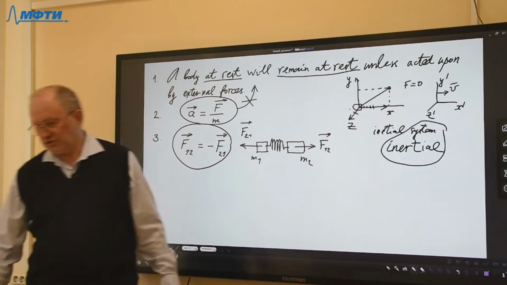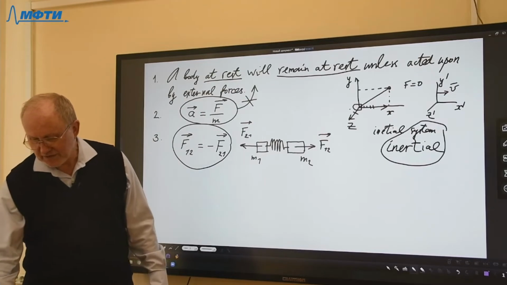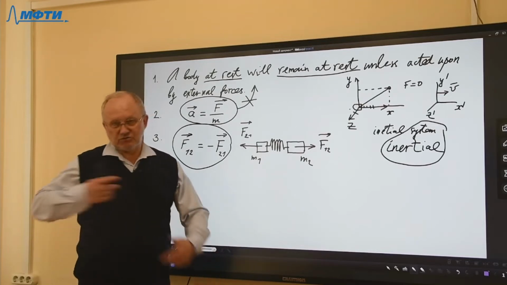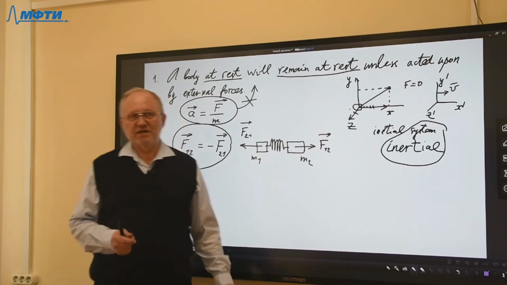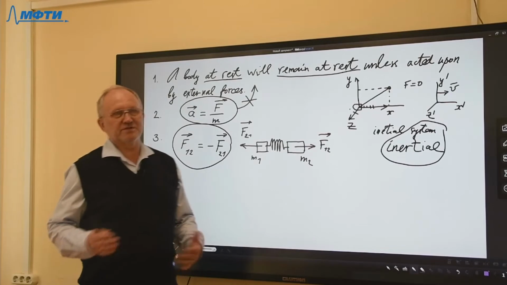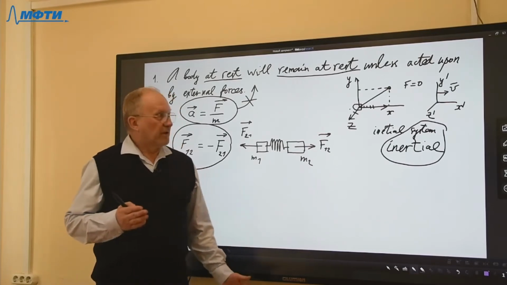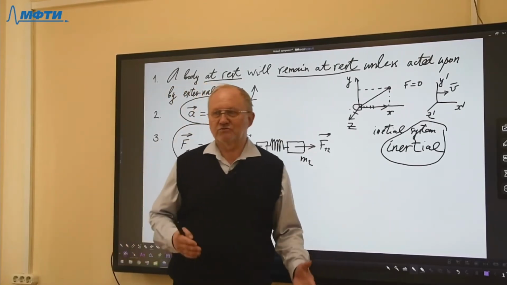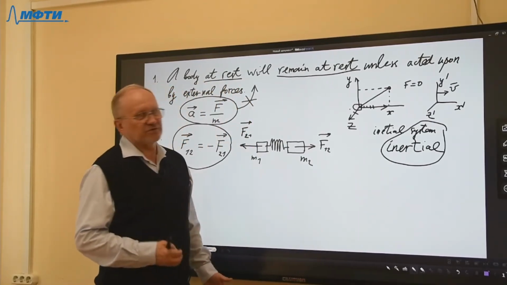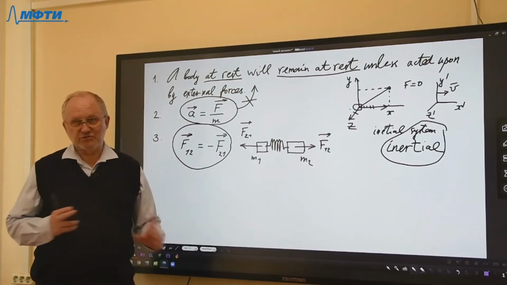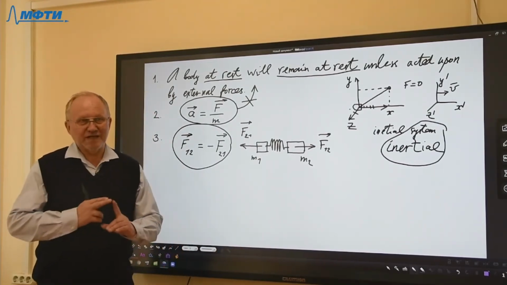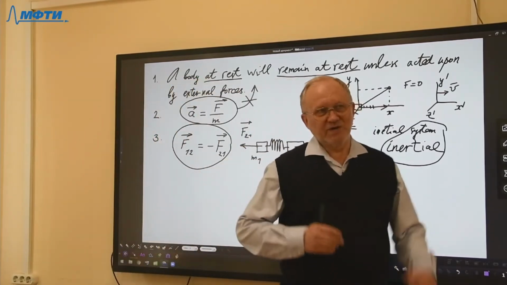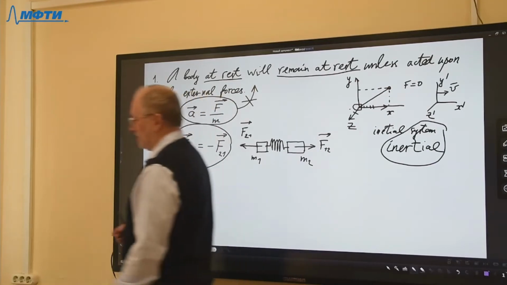The approximation is good. The error caused by non-inertial properties, by the rotation of the planet, will be small. In many situations, the discrepancy will be small. So the Earth can be considered an inertial reference frame to such a degree of approximation. It's not absolutely inertial, but approximately. In many problems, it can be considered an inertial reference frame.